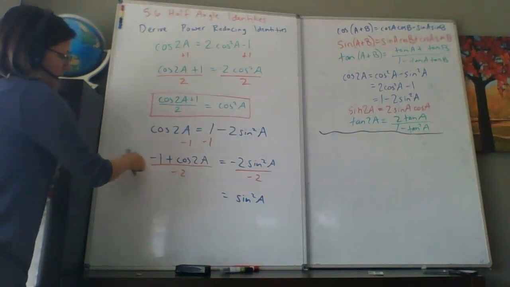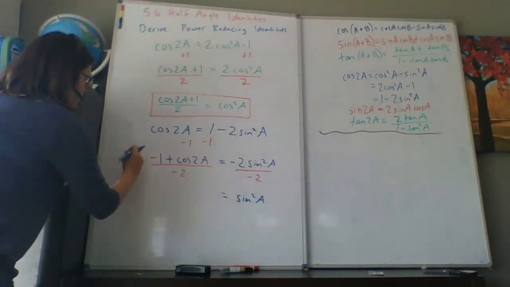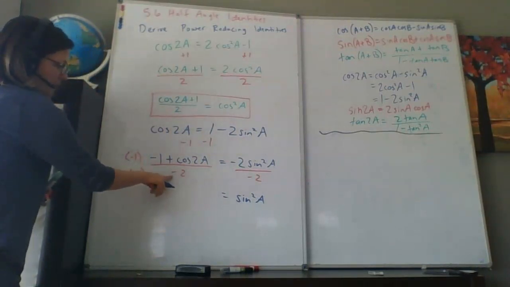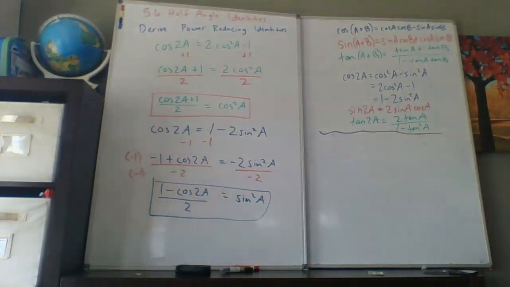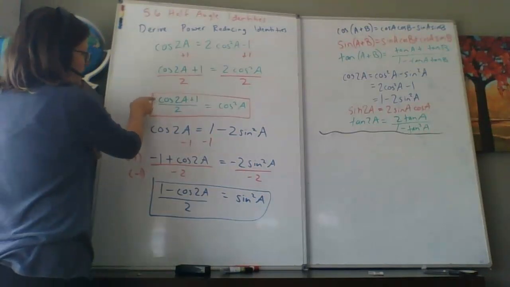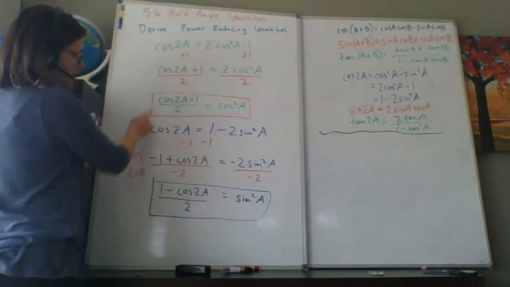Now to rewrite this left-hand side, I'm going to go ahead and multiply the top and the bottom by a negative 1 because we don't normally like to leave a negative in the denominator. So we get sine squared a is the quantity 1 minus cosine of 2a divided by 2. Also, oftentimes the cosine of 2a and 1 are switched, so these look more similar.